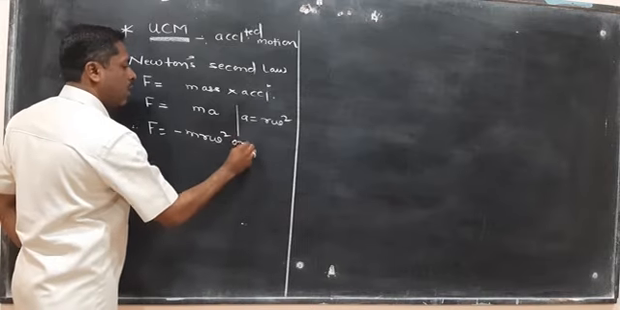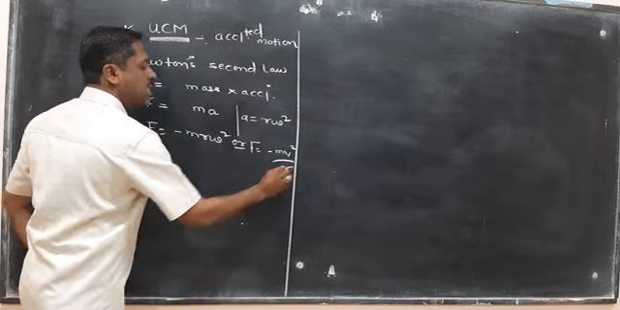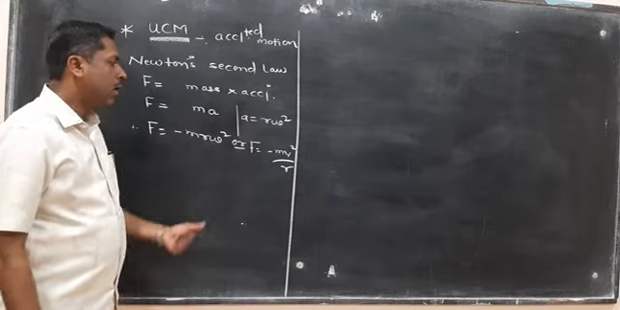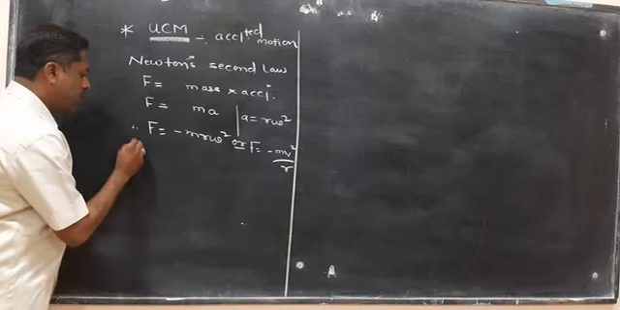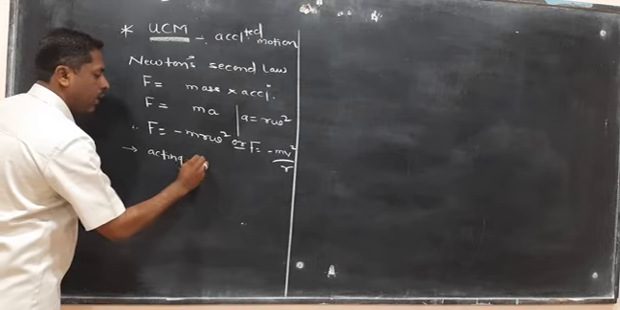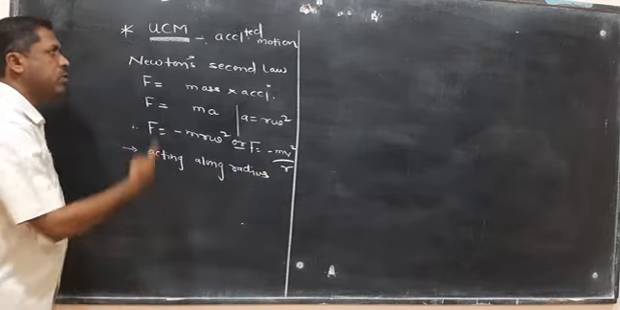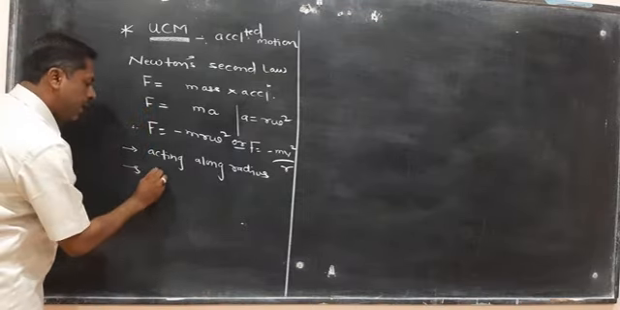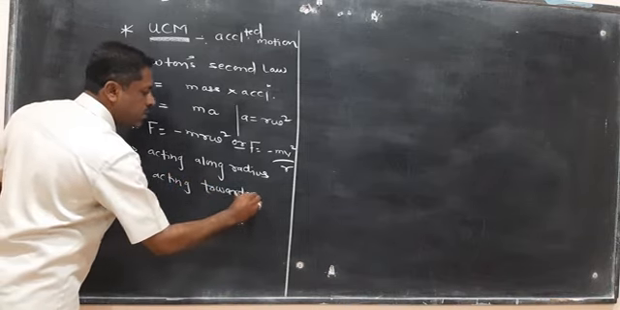It can also be written as F is equal to minus m v square by r. F is equal to minus m v square by r. And this force is generally acting along the radius. This force in UCM is acting along the radius, and it is also acting towards the center.